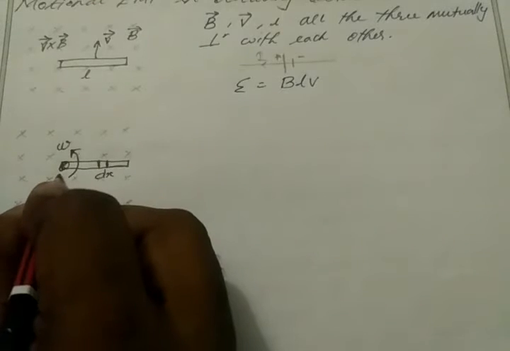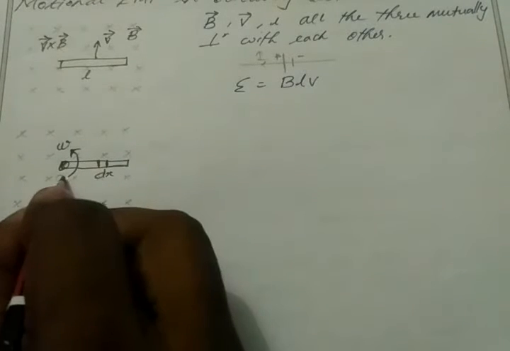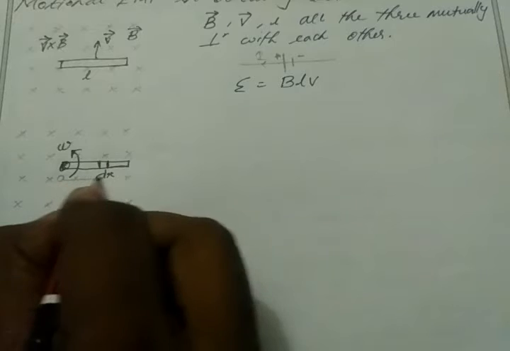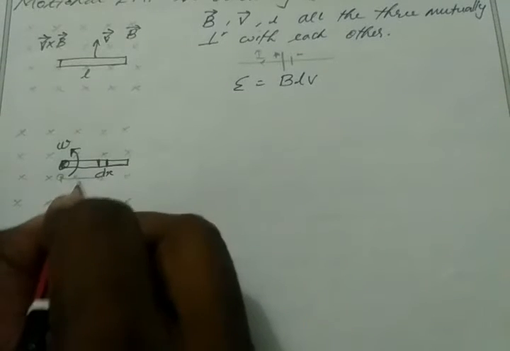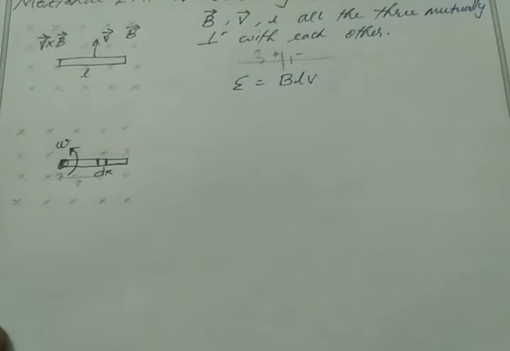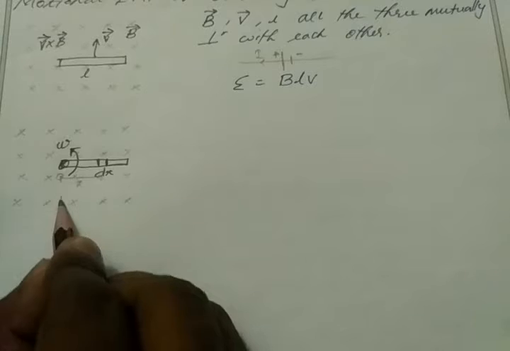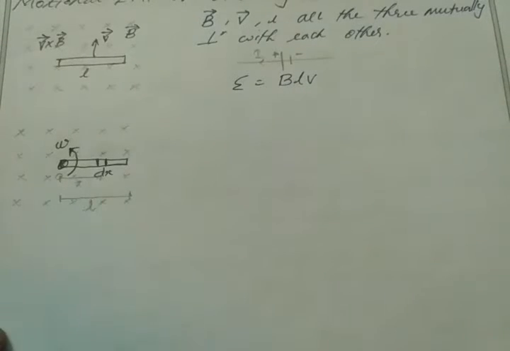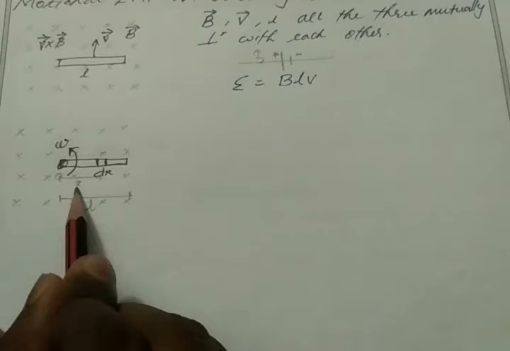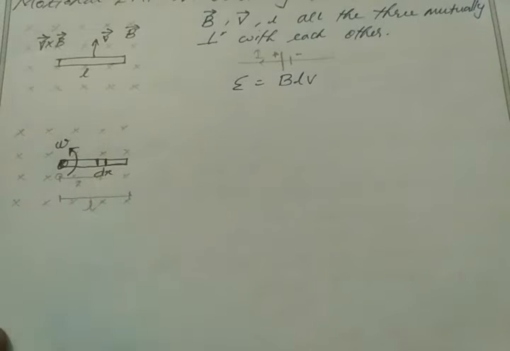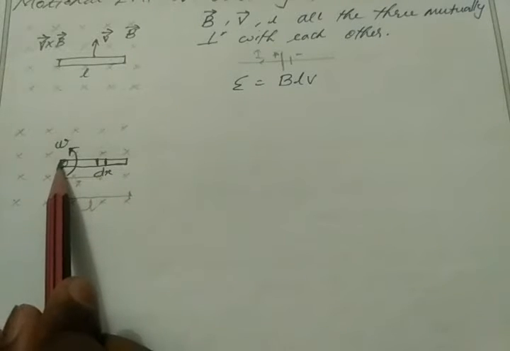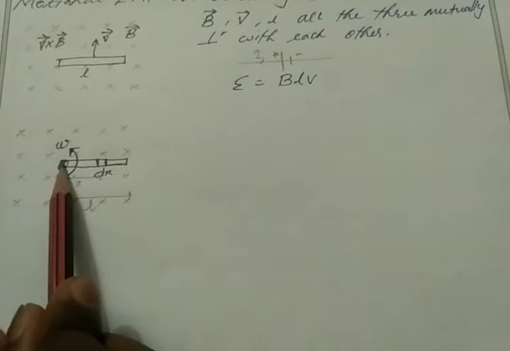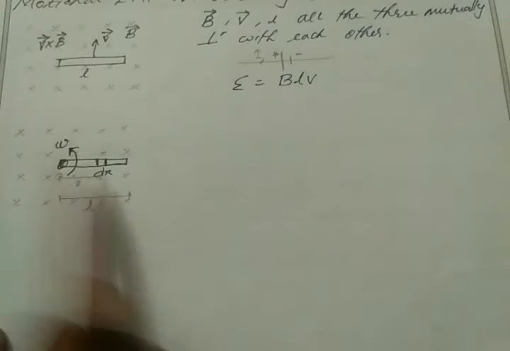From the center point O to this small distance dx, we take a distance x. The total length of the rod is taken as L. So this is x, L, and the small portion dx. This is the center point O. The rod is rotating about this fixed center O in the anti-clockwise direction.